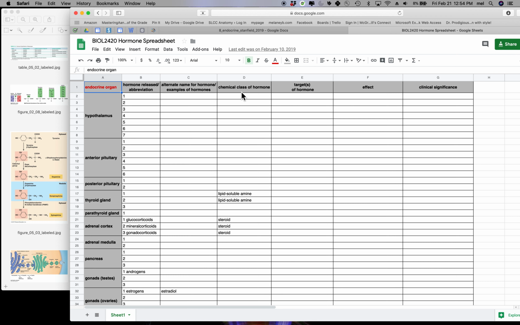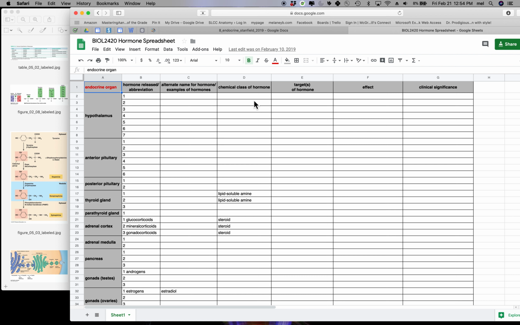Then the chemical class of the hormone, which is what I'm going to do today. And then you won't be able to do these yet. I mean, I guess you could if you went all the way through your notes. But what I'd really like for you guys to get started on is these three columns. So I'm going to try to give you the background to get started on that.